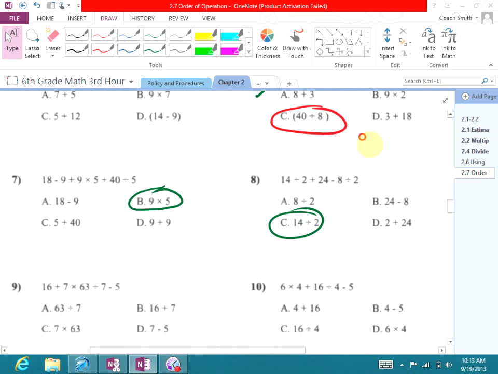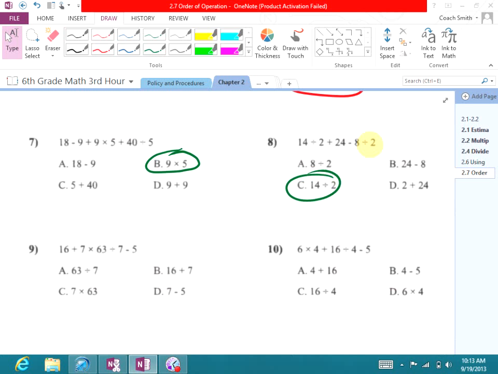Okay? Now, I want you to do 9 and 10 on your own. Right now, do 9 and 10 on your own. Okay? Hopefully you're doing it in pencil. That way if you make a mistake, we can correct the mistake. Look at number 9. 16 plus 7 times 63 divided by 7 minus 5. And pick the correct letter of what we do first. Okay? And then look at number 10 and do the same thing. Okay? Don't raise your hand until you have both answers.